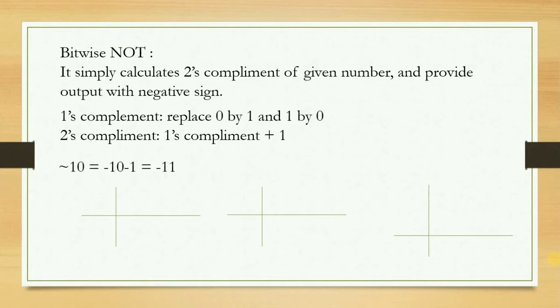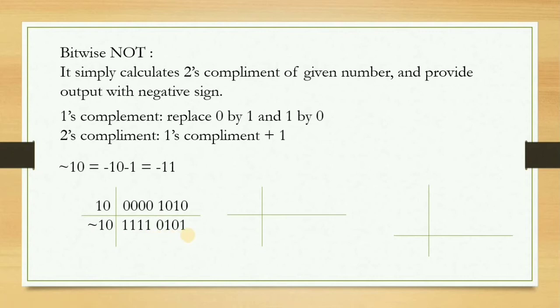So let's discuss the output of bitwise NOT of 10. We know that the binary representation of 10 is 1010, and the bitwise NOT of 10 is 11110101. The bitwise NOT of 10 will be just replacing 0 by 1 and 1 by 0, that is 1111 and 0101. So this value will be equal to minus 11.